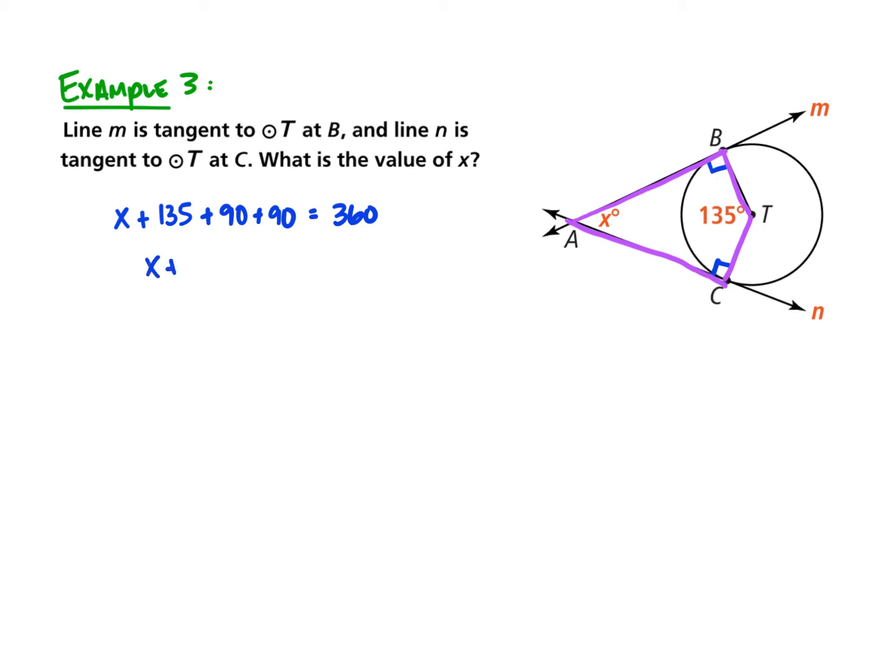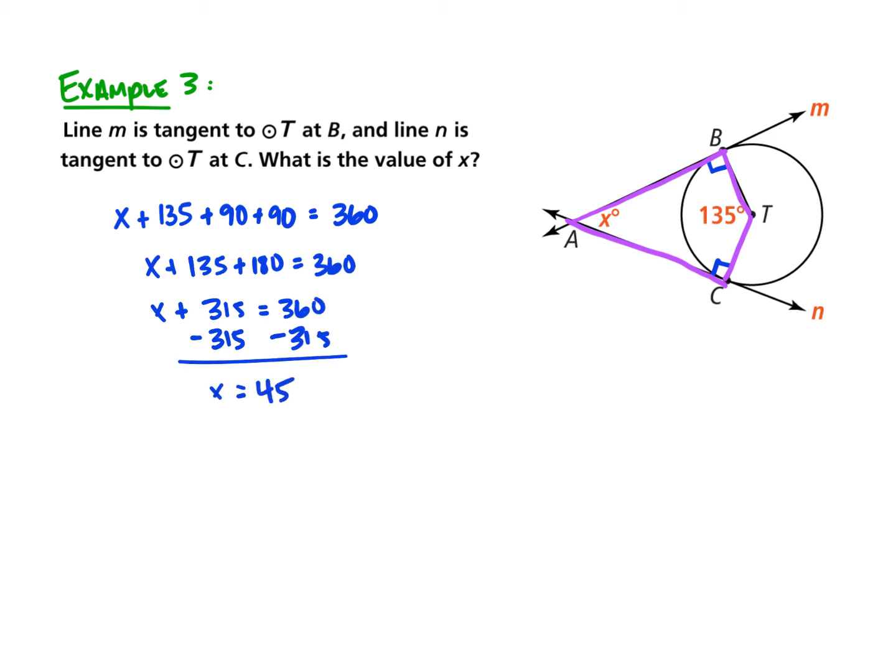So that means that x plus, let's see, 135 plus 90 plus 90, well, let's just do 135 plus 180, combining the two 90s. And then if we add 135 and 180, 135 plus 180 will be 315. And then if I subtract 315 from both sides, that gives me x equal to 45. So 45 degrees is our mystery angle right there.